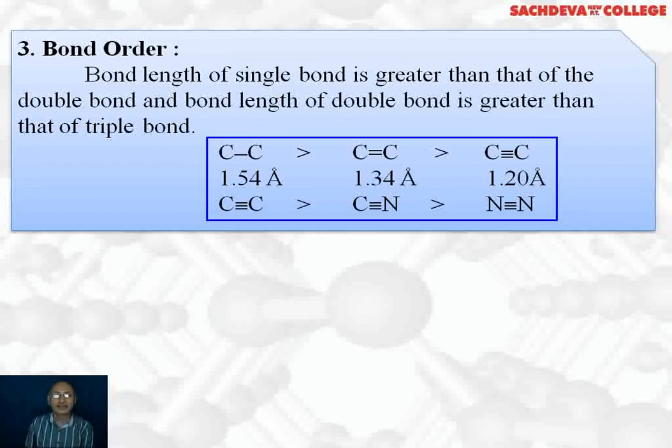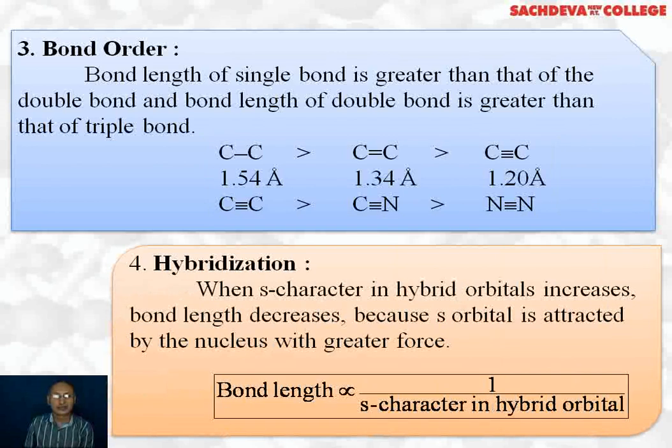It is 1.54 Armstrong. Carbon-carbon double bond has shorter bond length because of more force of attraction. Carbon-carbon triple bond is strongest, so its bond length is smallest, 1.2 Armstrong. Carbon-carbon bond length is greater than carbon-nitrogen bond and nitrogen-nitrogen bond, because when the size is bigger, the bond length will be more. If size is smaller, bond length will be less.